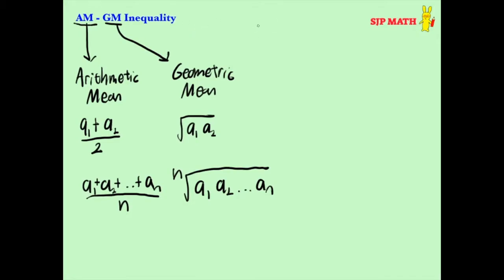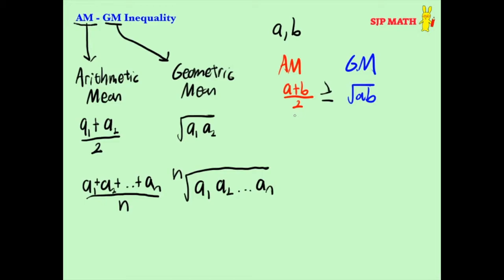So if we have two non-negative real numbers, a and b, then the arithmetic mean of these two numbers will be a plus b divided by 2. And the geometric mean will be the square root of a times b. Now I will introduce to you the AM-GM inequality. So the AM-GM inequality states that for any set of non-negative real numbers, the arithmetic mean is always larger than or equal to the geometric mean.